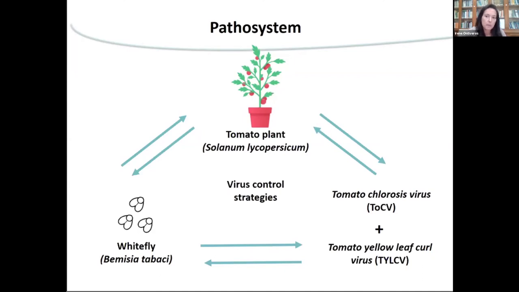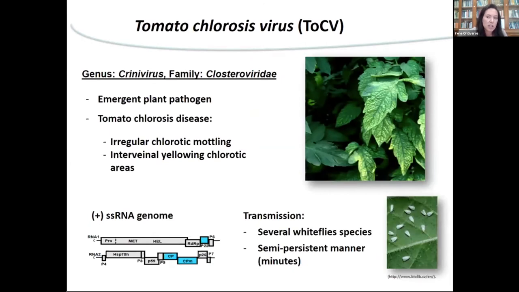On one hand, we have the tomato chlorosis virus, which is one of the species belonging to the genus Crinivirus in the family Closteroviridae, and is considered an emergent plant pathogen responsible for tomato chlorosis disease. This virus may cause several symptoms in tomato plants, such as irregular chlorotic mottling and interveinal yellowing of chlorotic areas, as you can see in this picture. The genome of this virus is composed of two single-stranded positive-sense RNA molecules, RNA1 and RNA2, and is transmitted by several whitefly species, for example Bemisia tabaci, in a semi-persistent manner, which means that the acquisition and inoculation of the virus require short periods of time.